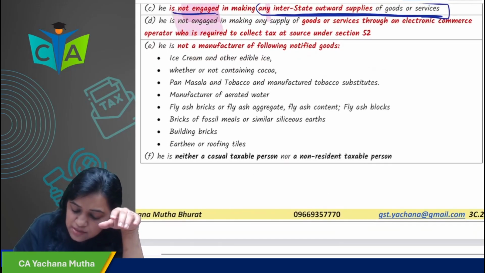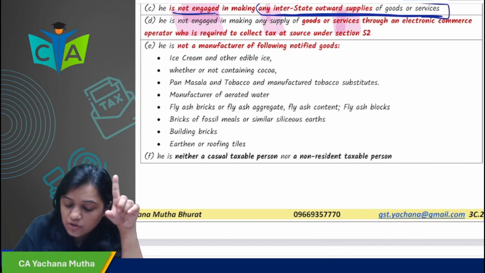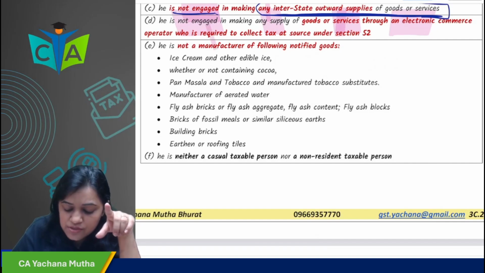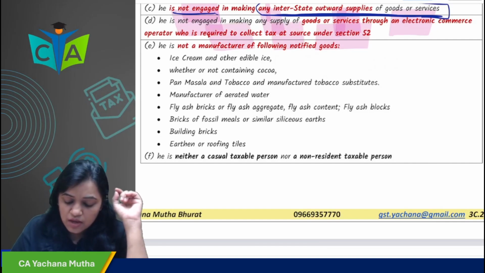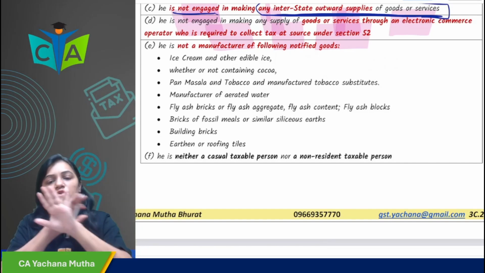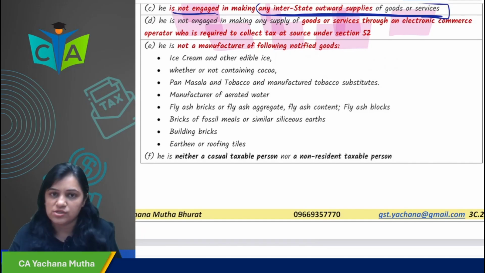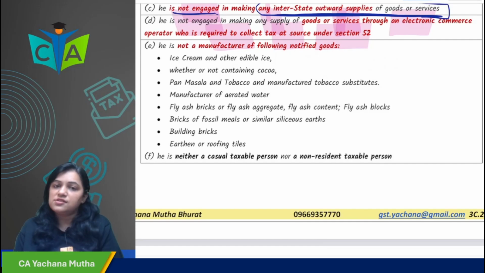Not engaged in making supply of service. You should not be engaged in supply of service through ECO, who is required to collect TCS under section 52. So if you are engaged in supply of service through ECO, composition scheme is not allowed. What is the condition? You should not be engaged in supplying services through ECO. Which ECO? Who is required to collect TCS under section 52.